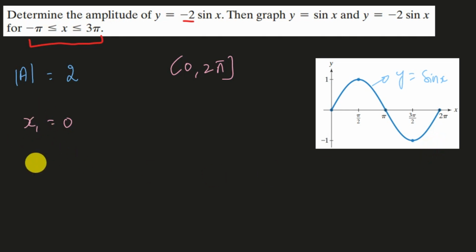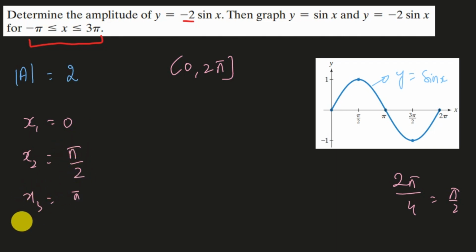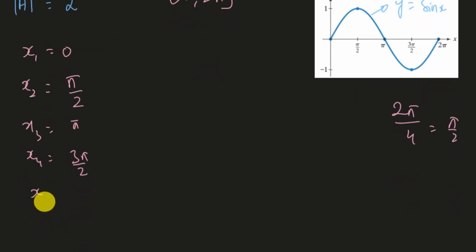So x1 is 0 here. Now what would be x2? How to find the second key point? Here the period is 2 pi, so divide the period by 4, that is pi by 2. So add pi by 2 to it. 0 plus pi by 2 is pi by 2. Then x3 would be pi, x4 would be 3 pi by 2, and finally x5 would be 2 pi.